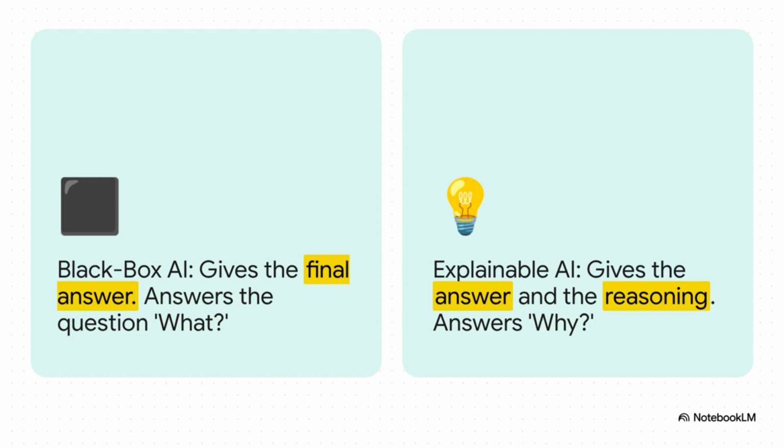A classic black box AI only answers the what question. What's the final decision? What's the prediction? But explainable AI, it answers the much, much more important question, why? Why was my loan denied? Why did the system flag this particular spot on a medical scan? It's really the difference between getting an order barked at you versus actually having a conversation.